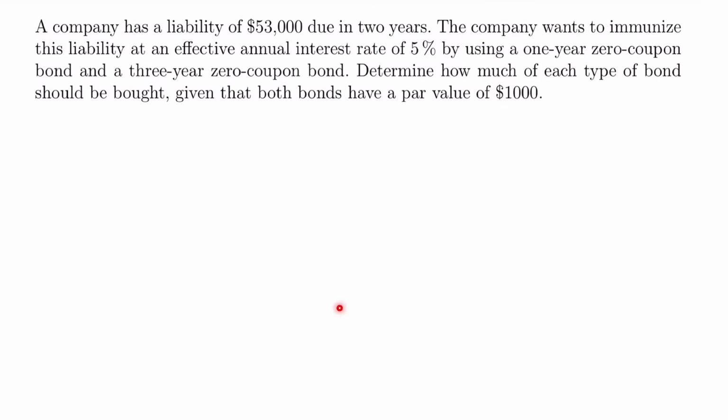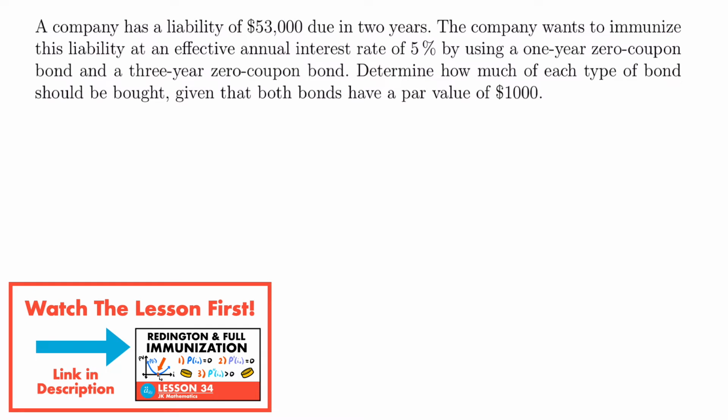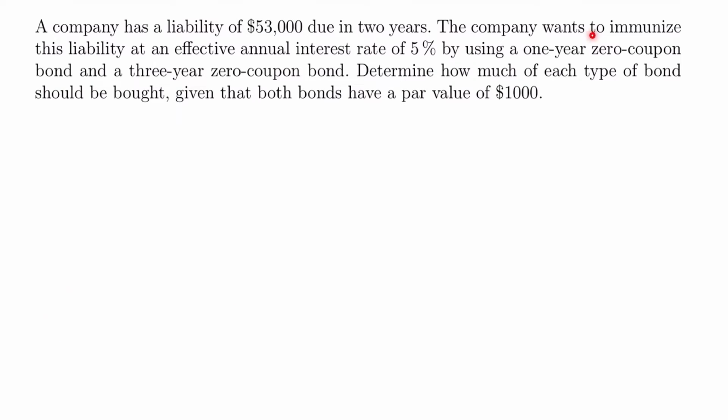All right, so here's our first example. A company has a liability of $53,000 due in 2 years. The company wants to immunize this liability at an effective annual interest rate of 5% by using a 1-year zero coupon bond and a 3-year zero coupon bond. Determine how much of each type of bond should be bought given that both bonds have a par value of $1,000.